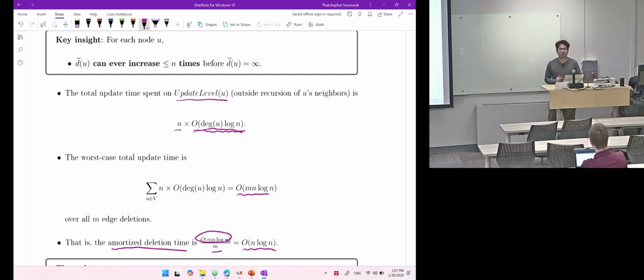Can you explain why we are ignoring the recursion on U's neighbors? Even if it's constant work, let's say the degree of the node was n, and even if it was constant work for each node, if there are n nodes, couldn't that still add up to n work?